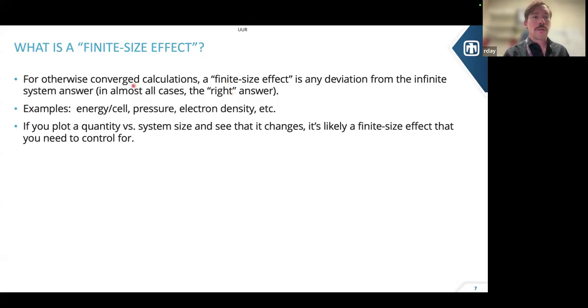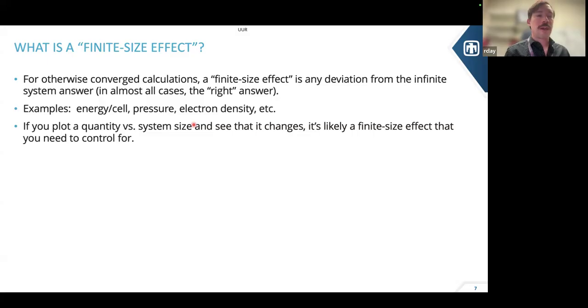Examples would be, if I ask what is the total energy of my crystal per cell, per unit mass, or the pressure, or the electron density, whatever you like. Typically if you plot these as a function of increasing cell size, you won't find that they are completely independent. What you're looking at is the finite size effect, which you do need to control to within the tolerances that you need for your given problem.